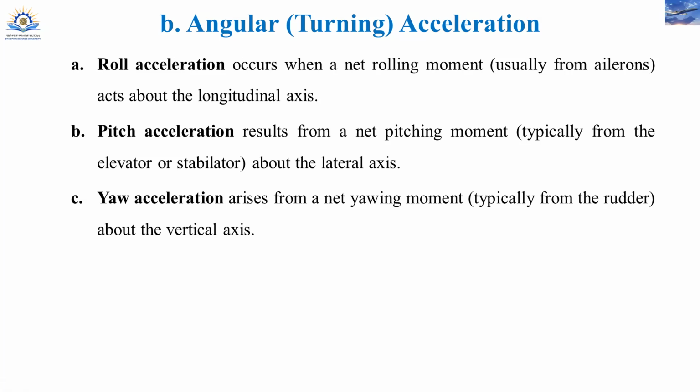And then yawing acceleration arises from the net yawing moment, which is about the vertical axis. For that, the rudder will take place. The one at the tail of the aircraft, you have the rudder. So that rudder will operate. Those are the control surfaces.